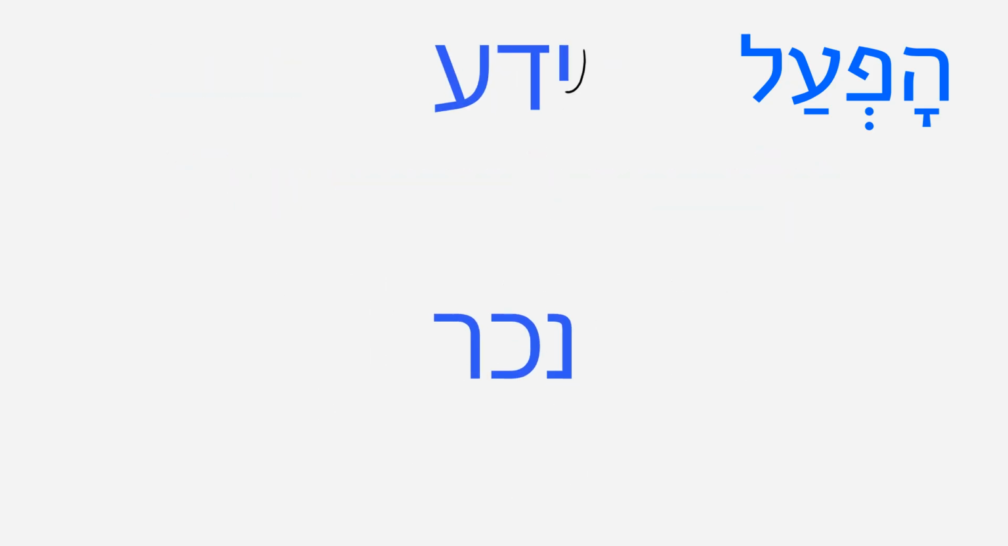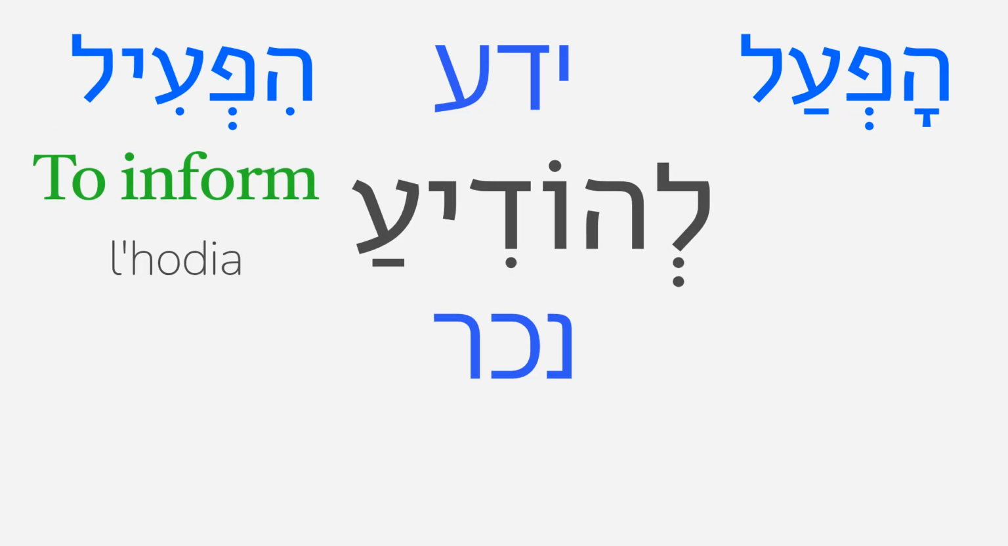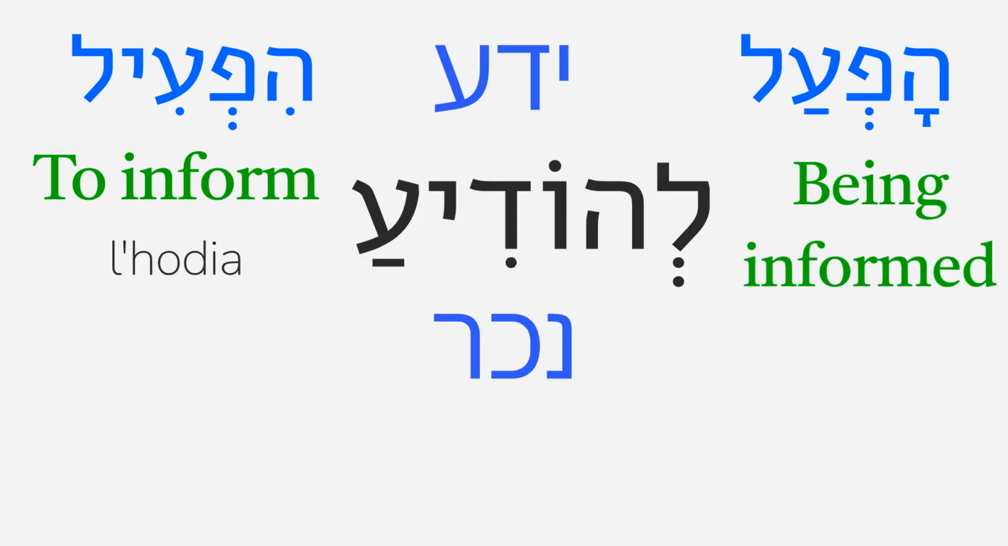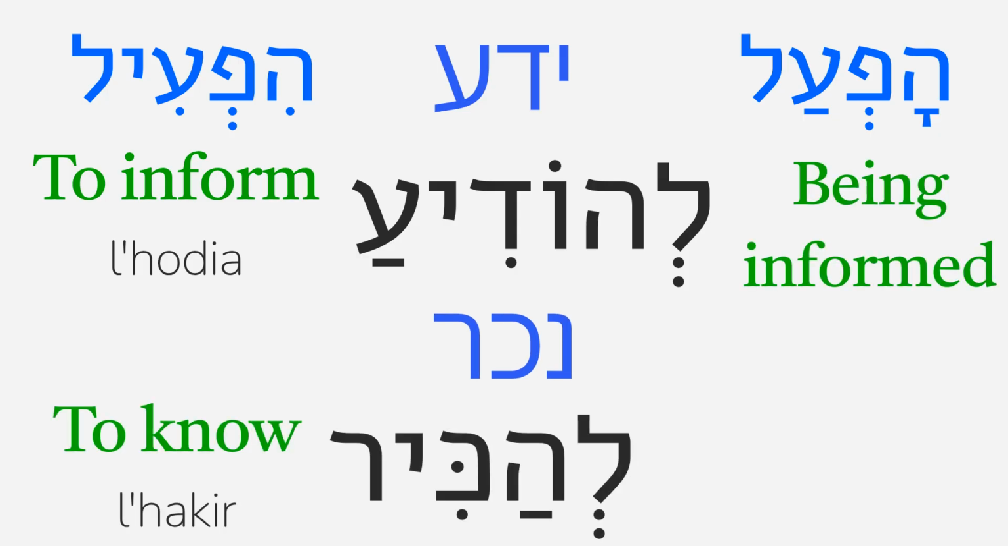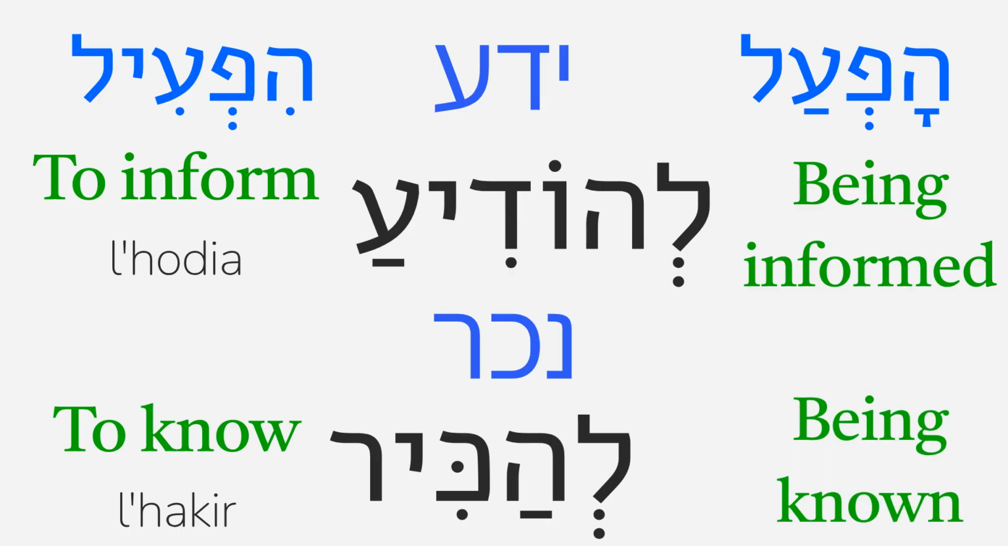Roots whose first letter is yod or nun are regular in a very similar way in the Hophal. Yod dalet ayin makes the Hiphil verb lahodia, to inform. So in the Hophal, this root has a meaning of being informed. Nun kaf resh makes the Hiphil verb lahakir, to know, as in to know a person. So in the Hophal, it has a meaning of being known.